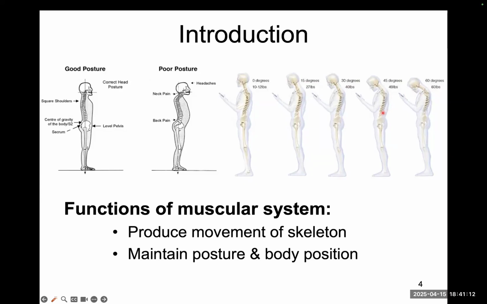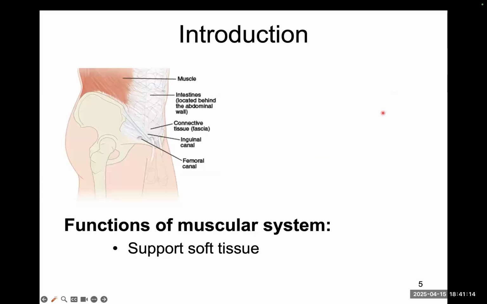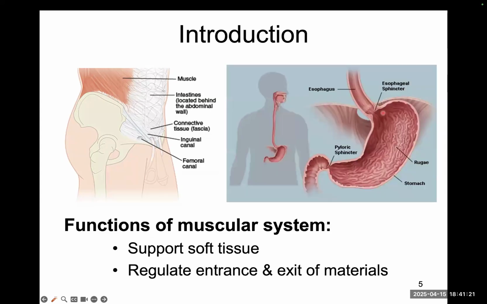This maintains posture and your body position. Another function of the muscular system is to protect your organs: your skull, here protecting your brain, and your rib cage, protecting your heart and lungs. In your abdomen, because you don't have any ribs, these soft organs, your intestines, stomach, liver and things like that, don't have bones in order to protect them.